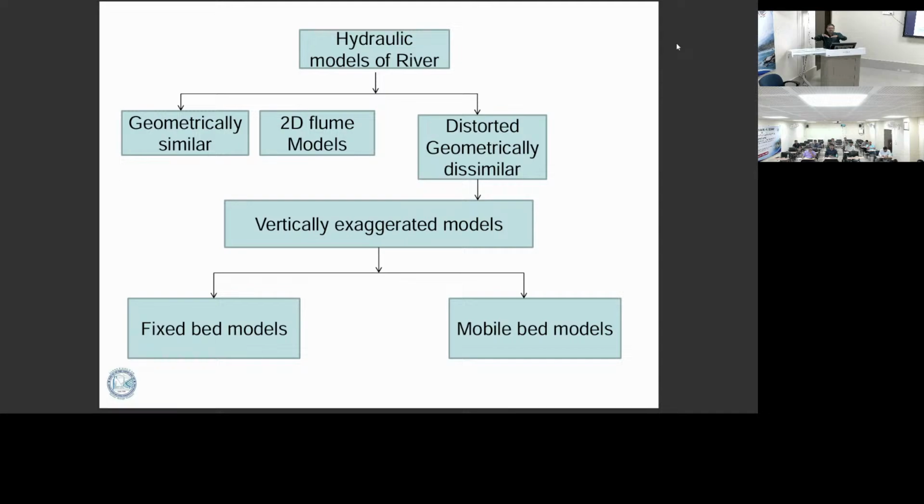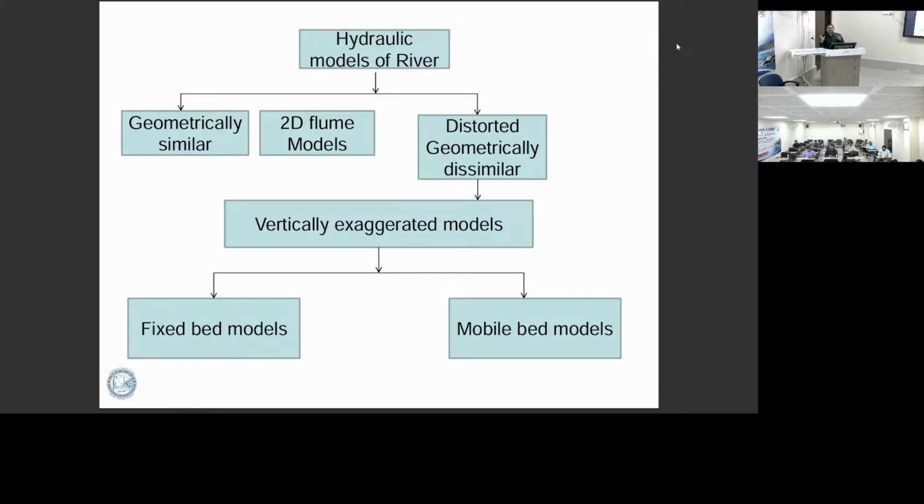Fixed bed means you are going to plaster the bed. There is no movement of sediment. So the bed, whatever the river cross sections are there, is plastered, so bed movement is not there. That is called a fixed bed model. And mobile bed means you put sediment, so these movements will be there. That is called a mobile bed model.